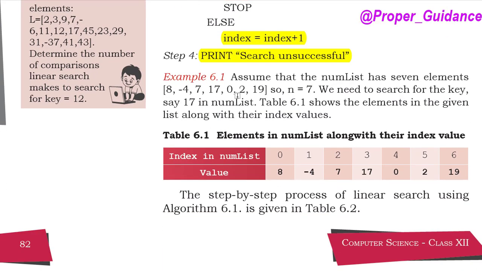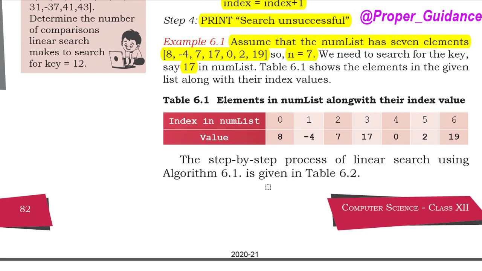Now see, example 6.1, assume that the num list has 7 elements. Here is the discussion with the help of a diagram. This is very useful now. So look at this one. Assume that the num list has 7 elements, those are 8, -4, 7, 17, 0, 2 and 19. So n equals to 7 here. We need to search for the key element, say 17, in num list. Suppose we are searching for the key element which is 17, whether 17 is in the list or not. We have to search it with the help of linear search. We are discussing here.